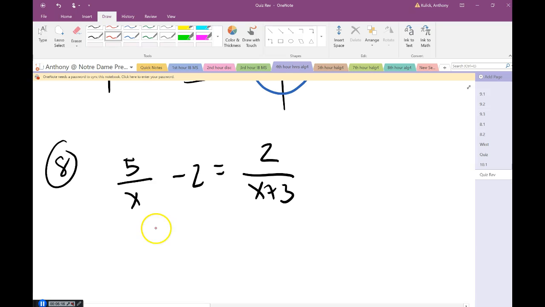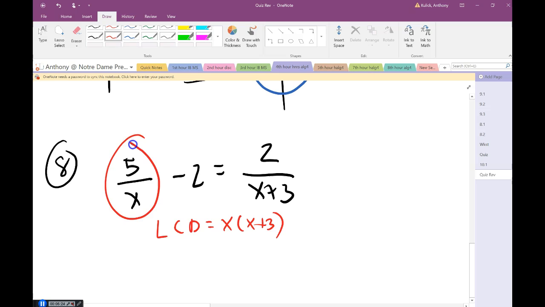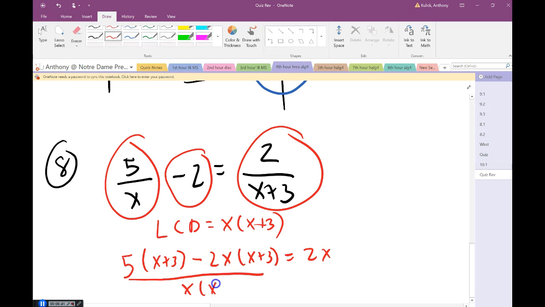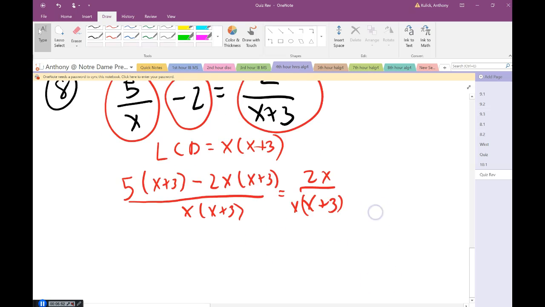What I would do is I would try to make a common denominator throughout the whole thing or clear fractions. So if I make a common denominator out of the whole thing, my least common denominator would be x times x plus 3. So this first piece needs an x plus 3. This piece needs both of them. And this piece needs... okay to there, Ferris? Now, since the denominators are the same on both sides, you can forget about them.